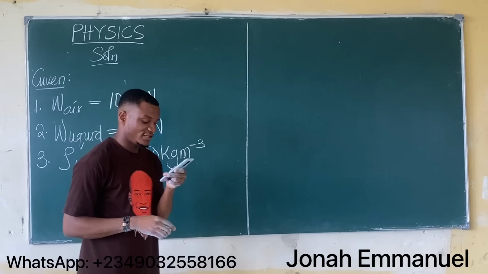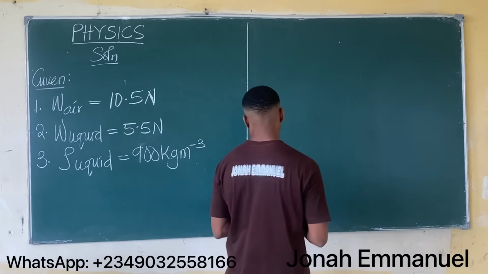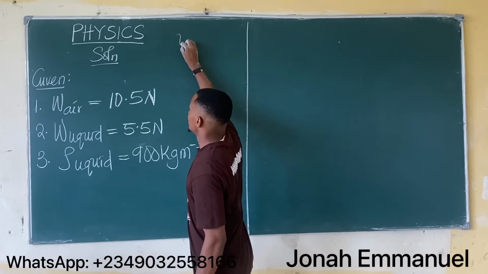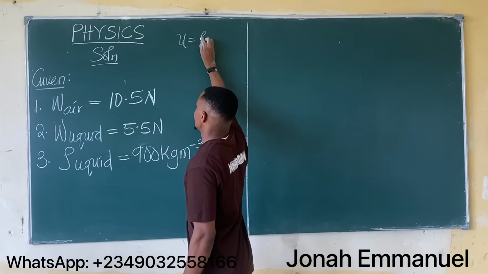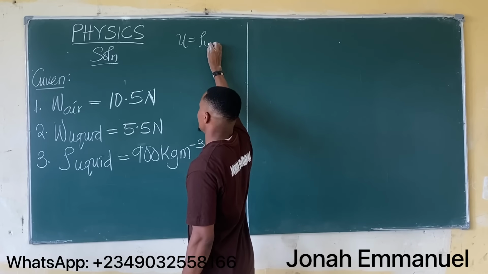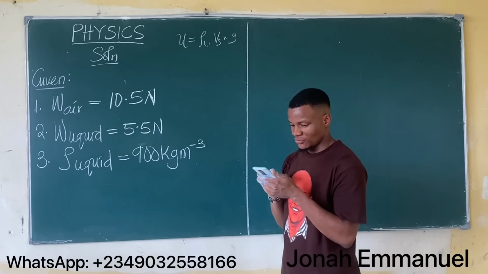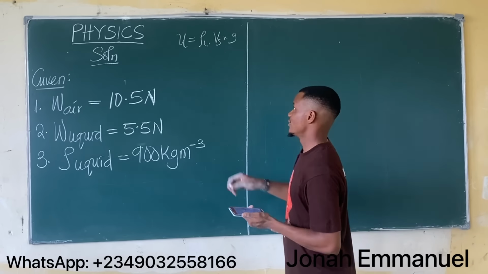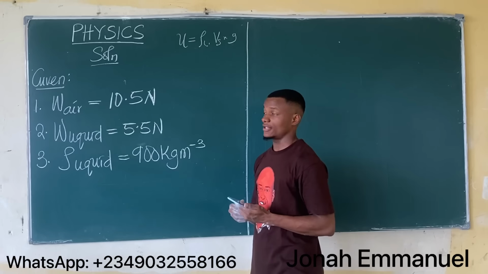We have to find the volume of the solid. This question is easy. What we know is this: upthrust is equal to density of the liquid times volume of the solid times gravity. And of course, gravity is a constant. In this question, were we given any value for gravity? No, we were not given any value for gravity. So we'll take gravity as 10 here.